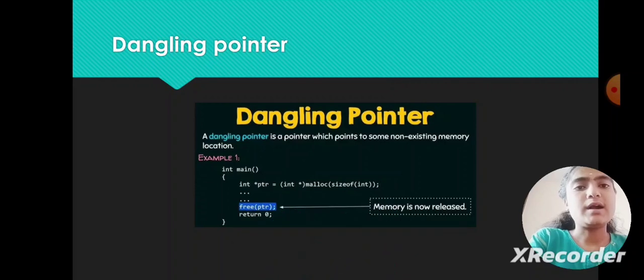Dangling pointer. A dangling pointer is a pointer which points to some non-existing memory location. This can be given as an example for the dangling pointer.